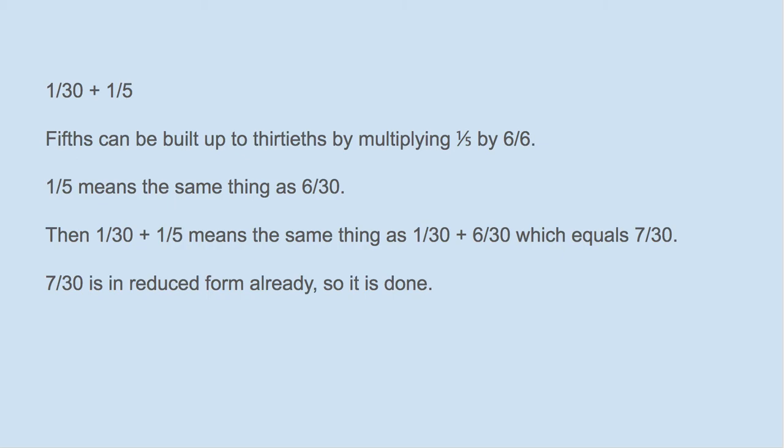1/30 plus 1/5. Fifths can be built up to 30ths by multiplying 1/5, top and bottom, by 6. So you're multiplying 1/5 by 6/6. 1/5 means the same exact thing as 6/30. Then 1/30 plus 1/5 means the same thing as 1/30 plus 6/30, which equals 7/30. 7/30 is in its reduced form already, so it is done.